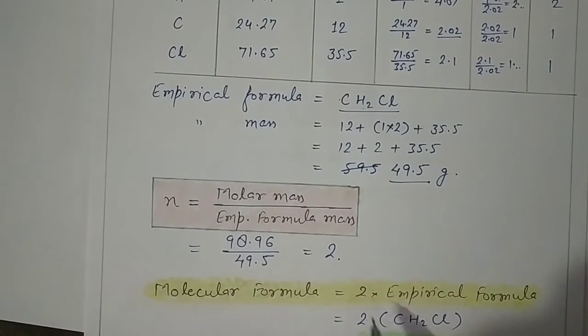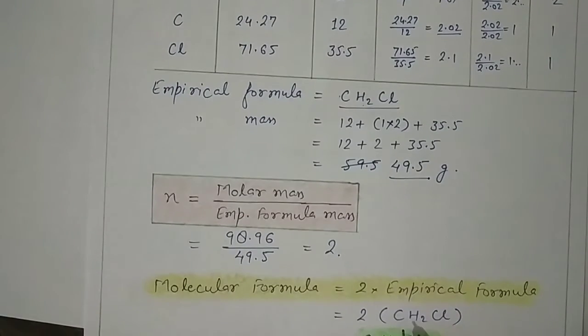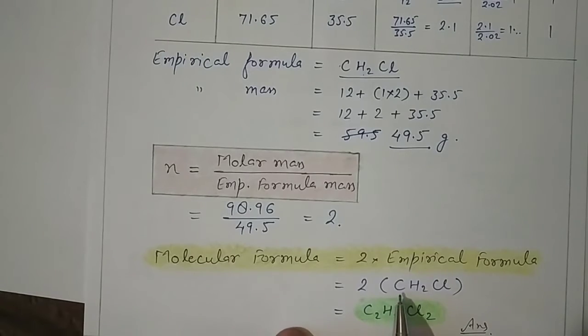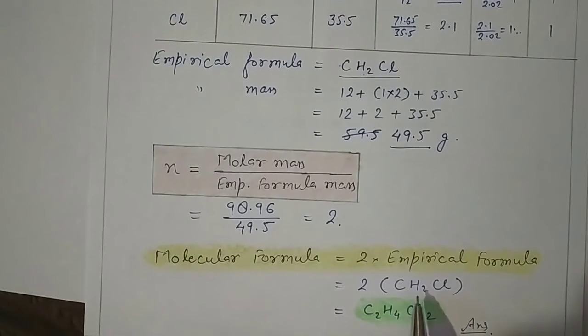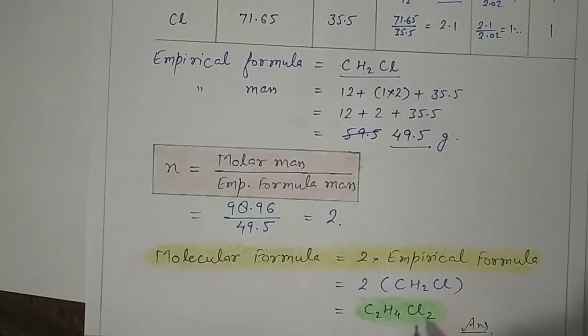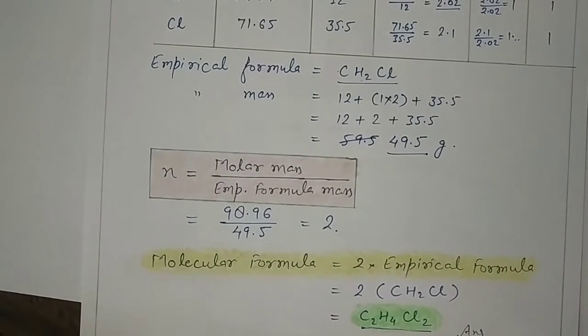Now remember this, that this value is multiplied with each atom of the element in the empirical formula. So it would be written as carbon, there is 1 atom, it will become 2, hydrogen that is 2, that will become 4 and chlorine was 1, it will become 2. So our molecular formula of the given compound should be C2H4Cl2. Let's take one more example to understand this concept in a better way.